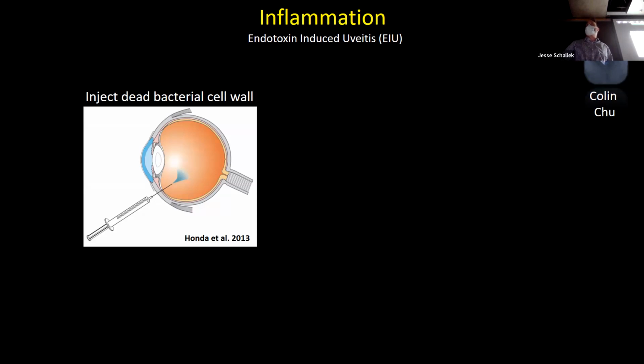Uveitis is basically a swelling of the uvea, or the lining of the back portion of the eye. And in order to model this in a mouse, we can do a very simple thing. We place a single injection into the vitreous of the globe of the eye. And this injection is a dead bacterial cell wall. It's called lipopolysaccharide. It inflames the retina and makes the retina irritated without actually touching the retina.